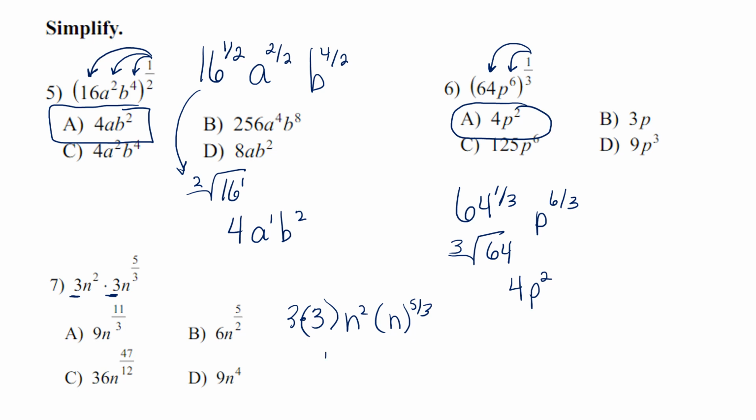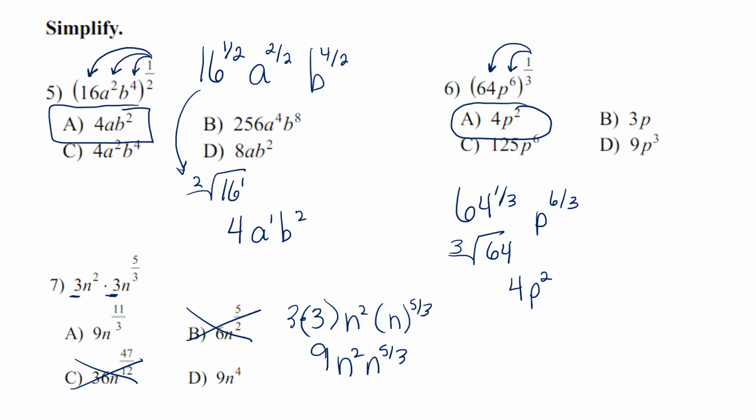So 3 times 3 is 9, and then n squared times n to the 5/3. Okay, right now, since I have multiple choice, I'm going to go through and cross off the answers I know are definitely not going to work. So I have to figure out, does n to the second and n to the 5/3 equal 11/3 or 4?